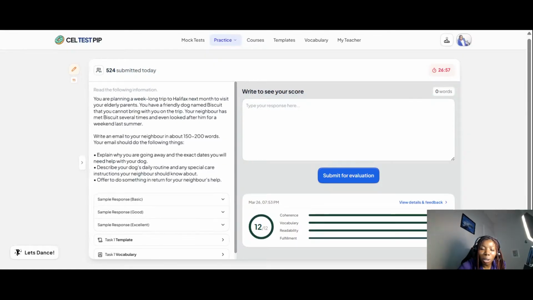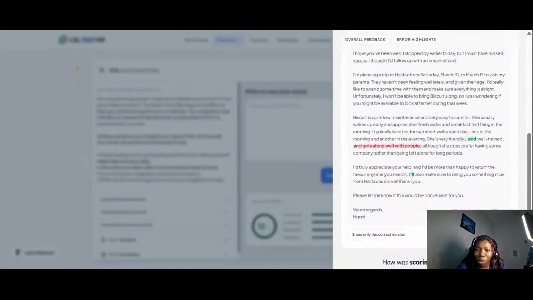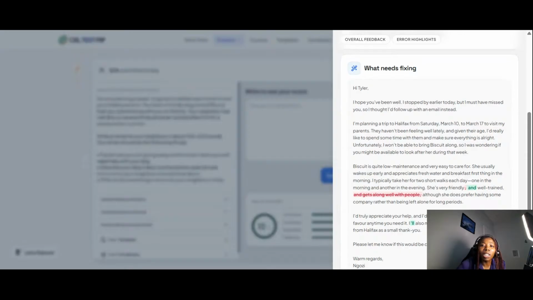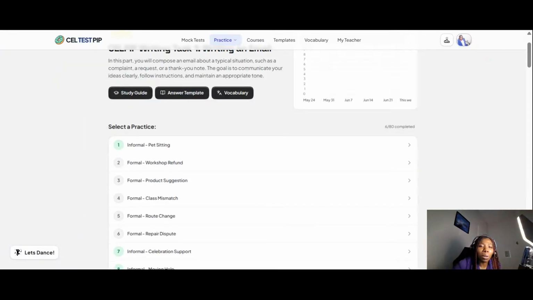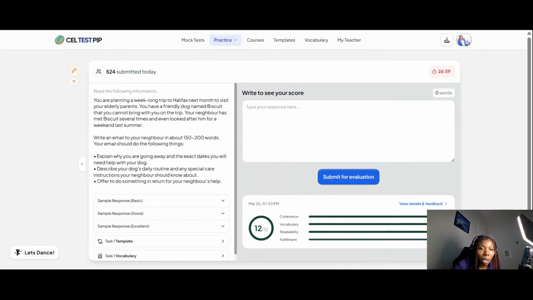I don't even know what I wrote that day, I've forgotten. It's been long since I wrote this one. Maybe that day I was feeling well. But let's read the question and see. Okay, this one I actually put on my TikTok. The one that says you're going to Halifax and you left your dog for somebody to watch. We can do.